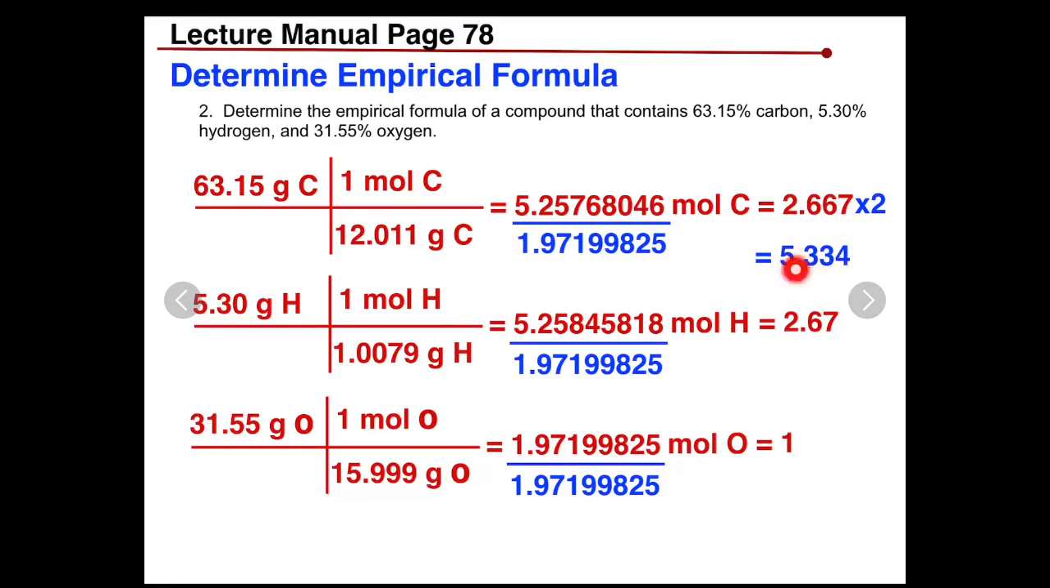You cannot round this up. Again, you can round up or down only with the 0.9, right? So that means multiplying this by 2 doesn't work. So I'm going to try multiplying this by 3.